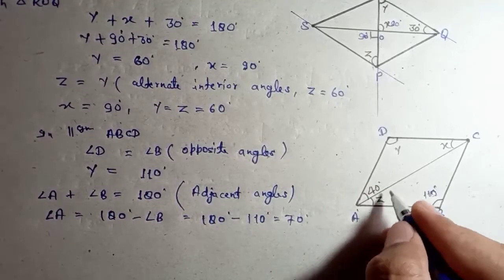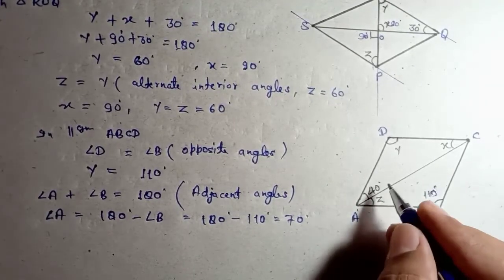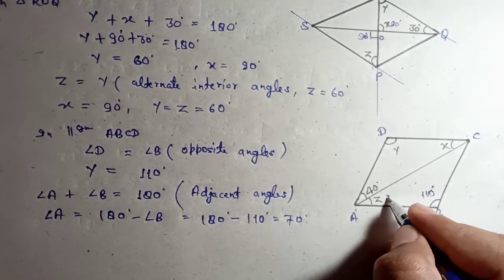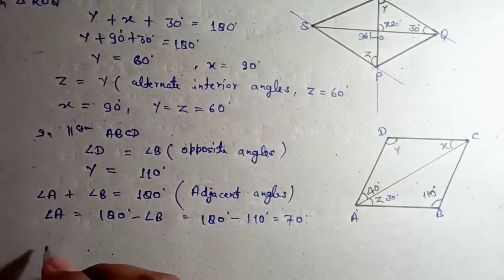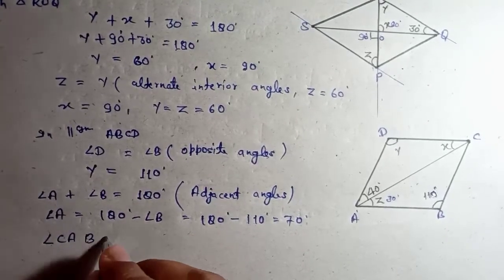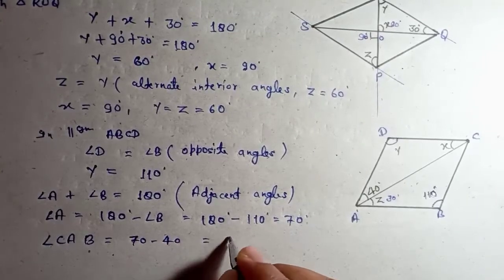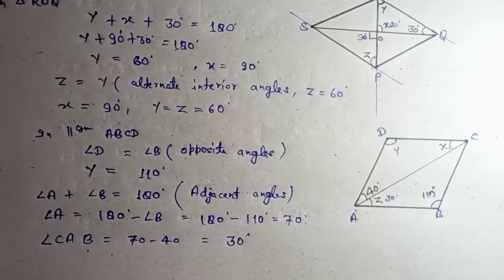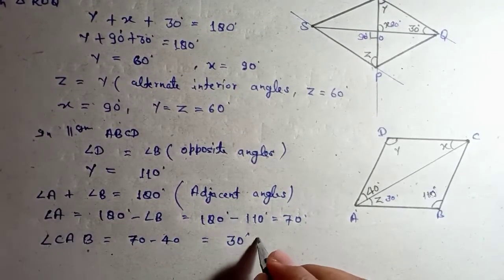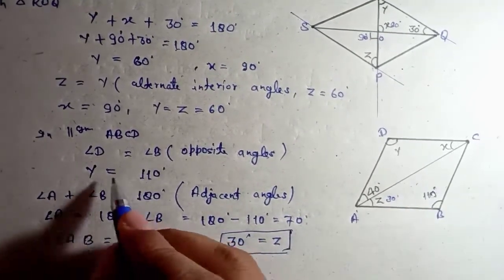Here the complete angle is 70 degrees. So the value of Z is what? You have to subtract this 40 from 70 and you will get 30 degrees. So angle CAB is equal to 70 minus 40 degrees is equal to 30 degrees. And this is equal to Z. Now we have to calculate the value of X. This is Y.